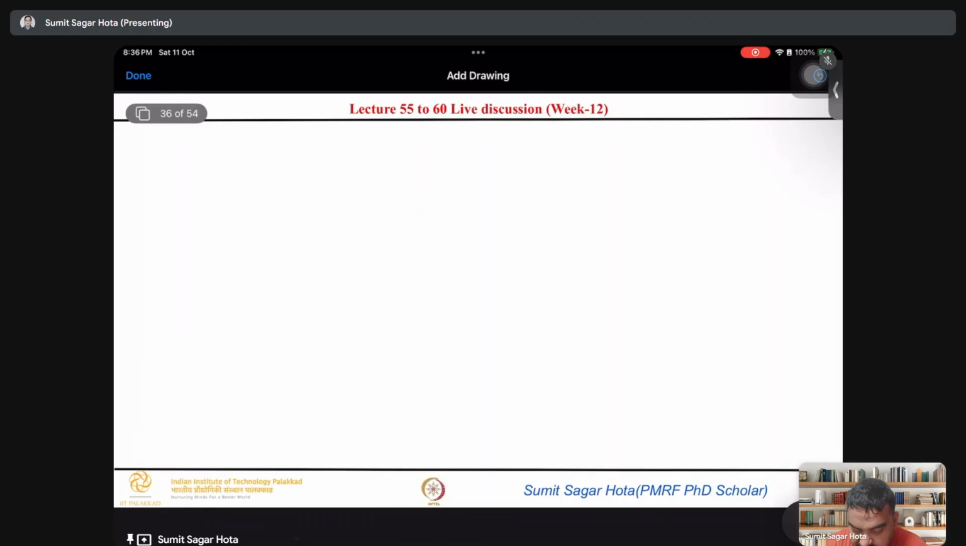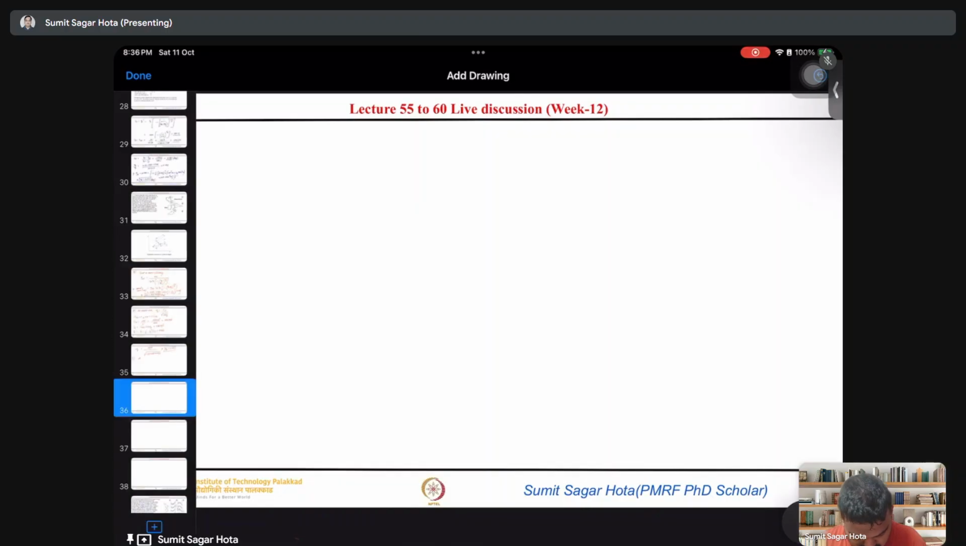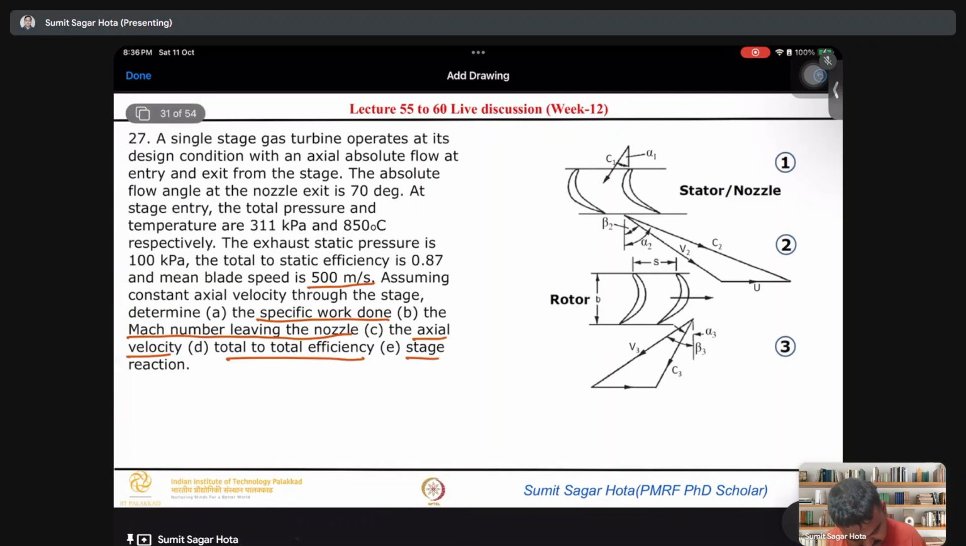Next, let's find out the degree of reaction. Okay. Let's ask the stage reaction. The stage reaction they asked, or the degree of the reaction they asked.